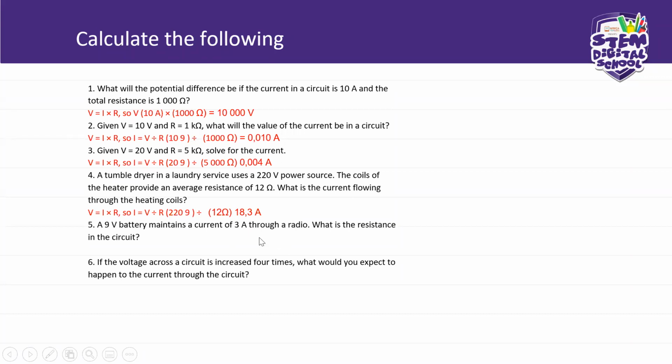Okay. A 9-volt battery maintains a current of 3 amps through a radio. What is the resistance in the circuit? So to calculate your resistance, what is the formula for your resistance? It's voltage divided by what? By current.